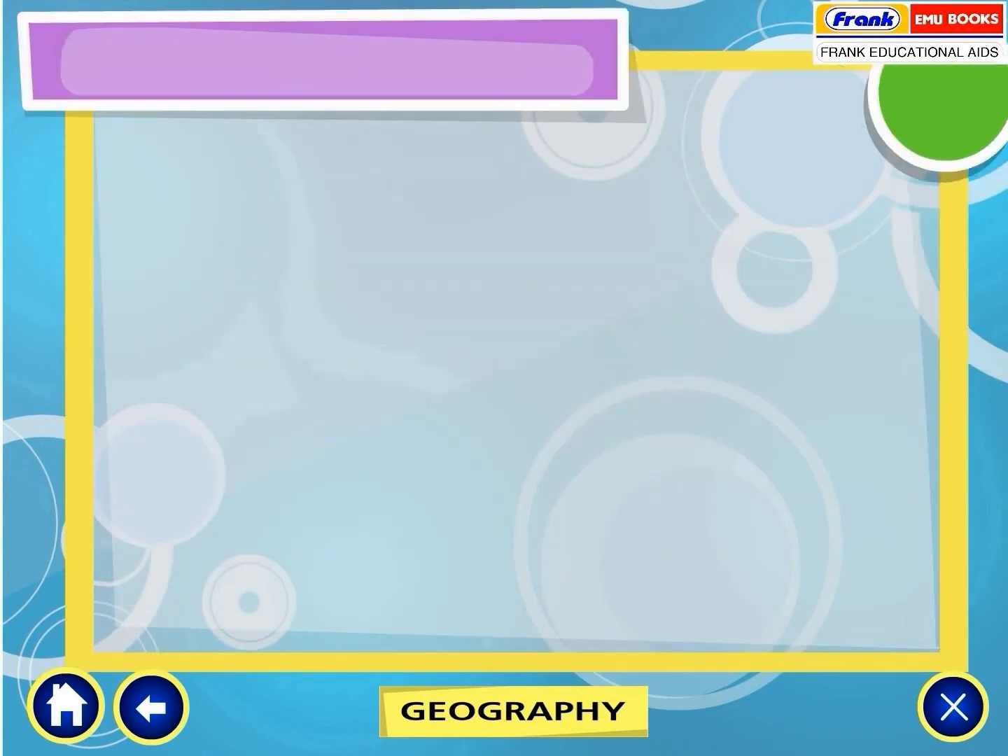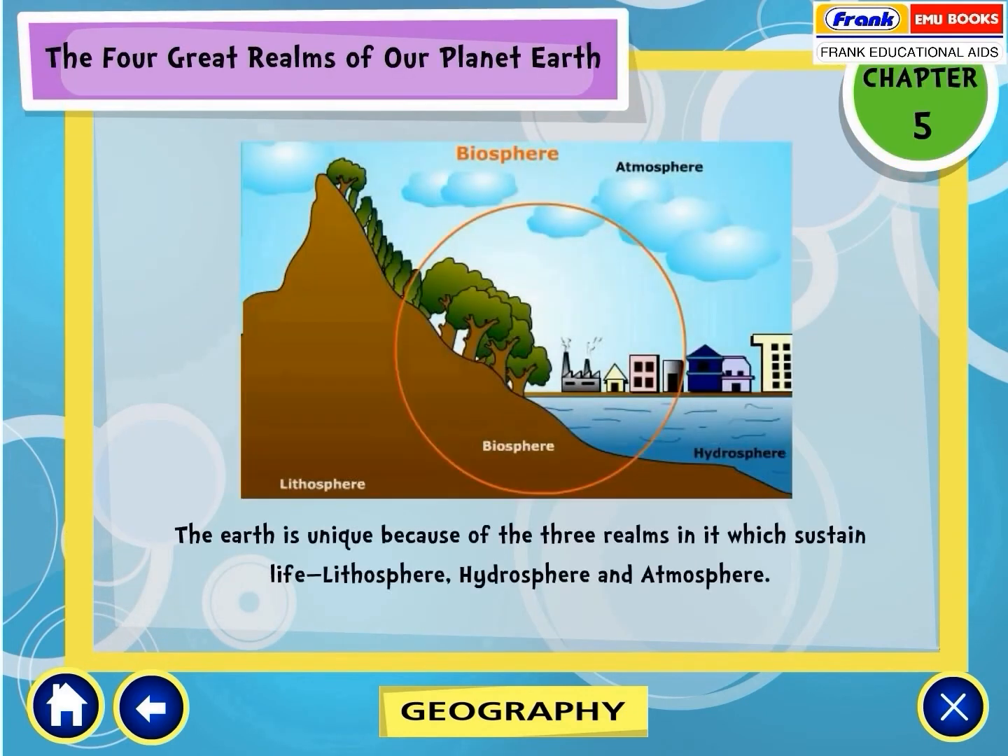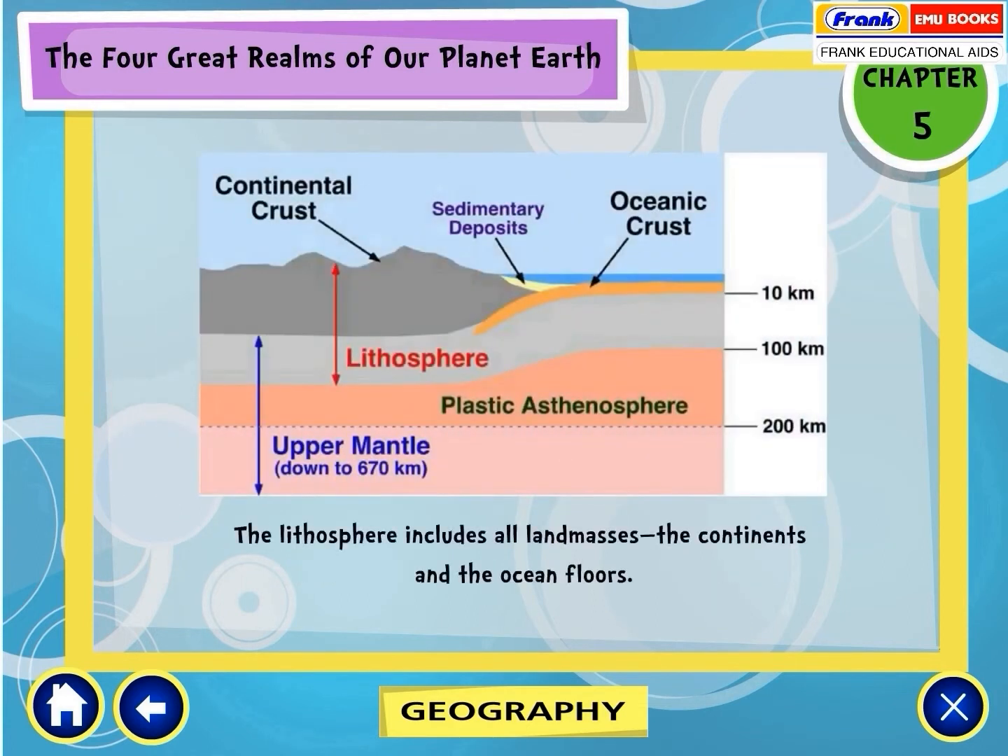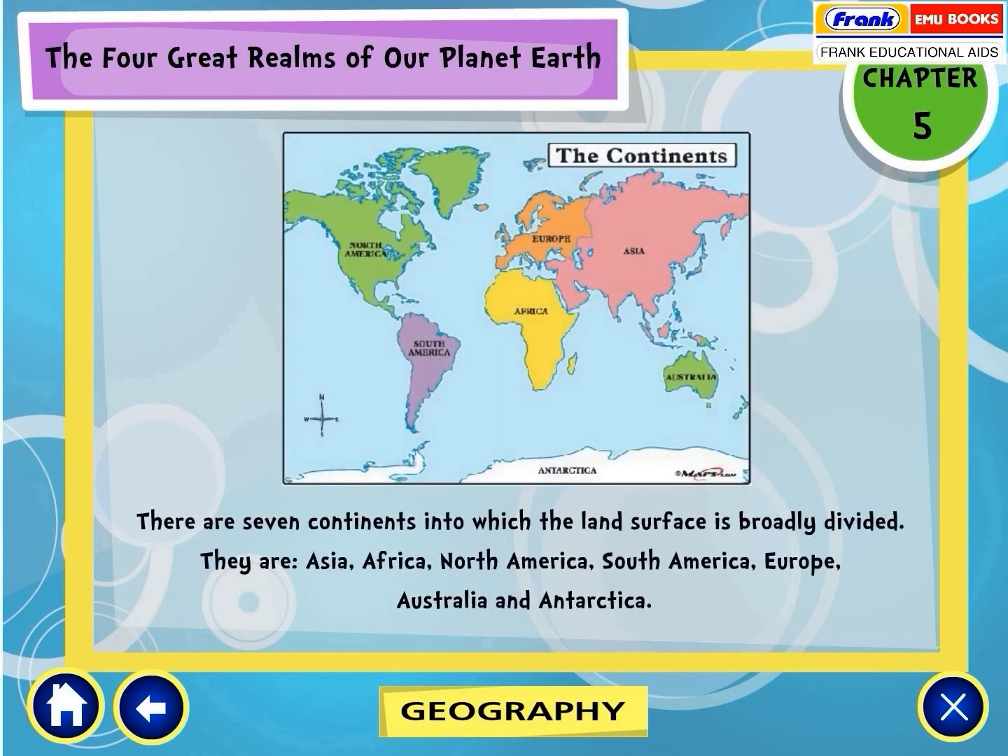The four great realms of our planet Earth. The Earth is unique because of the three realms in it which sustain life: lithosphere, hydrosphere, and atmosphere. The lithosphere includes all land masses, the continents and the ocean floors. There are 7 continents into which the land surface is broadly divided. They are Asia, Africa, North America, South America, Europe, Australia, and Antarctica.